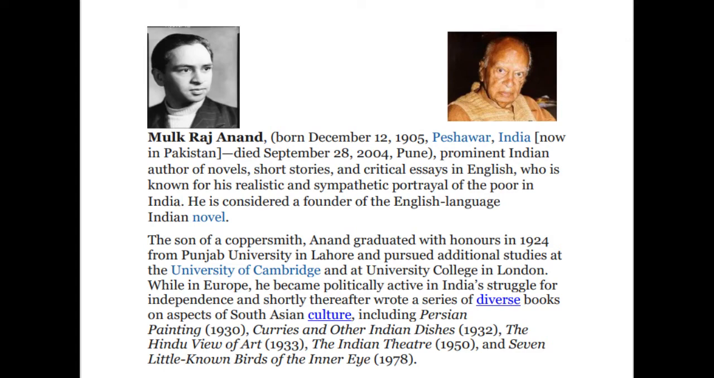He was a prominent Indian author of novels, short stories and critical essays in English. So he wrote in the English language. He is known for his realistic and sympathetic portrayal of the poor in India.